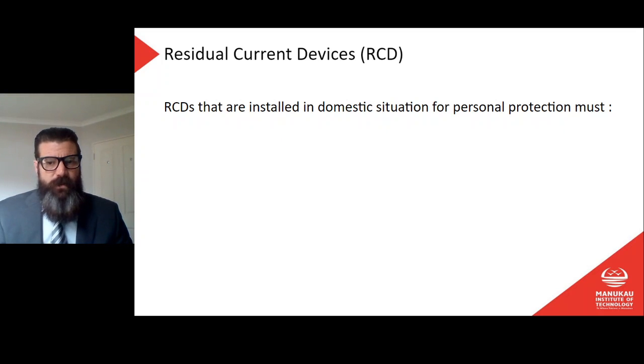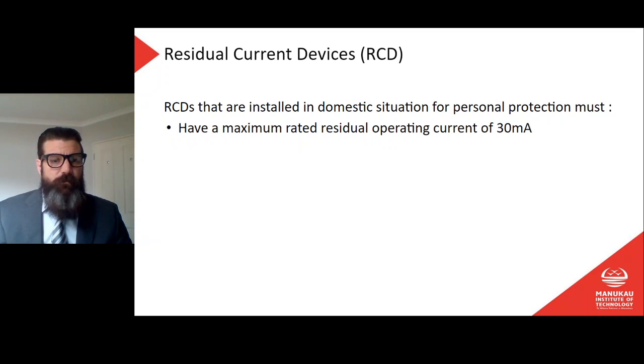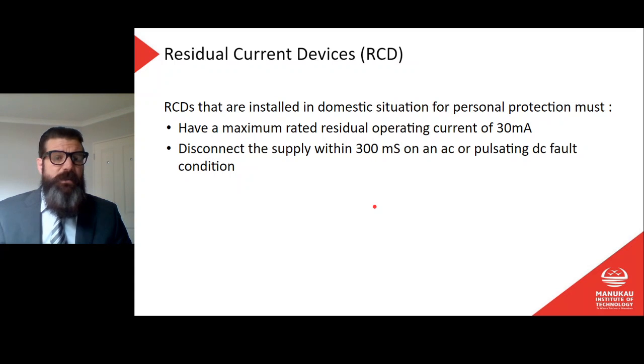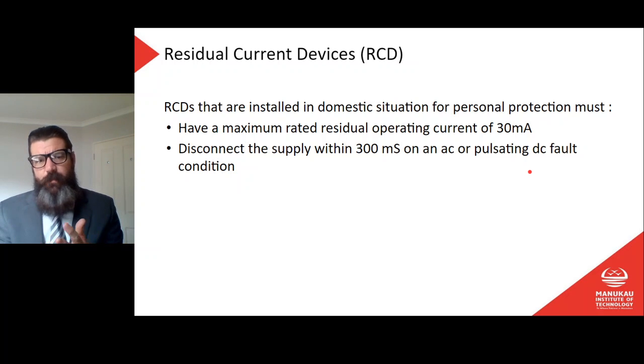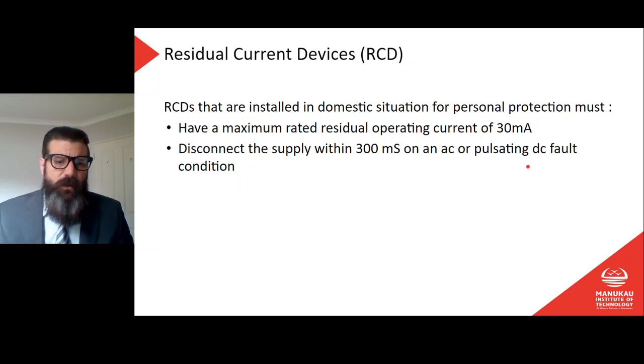RCDs that are installed in domestic situations for personal protection must have a maximum operating current of 30 milliamps. We know that. This is domestic situations in a house. It must disconnect the supply within 300 milliseconds on an AC or pulsating DC fault condition. So we need that type A RCD. Generally, that's a standard one you get off the shelf. It'll be type A, but it is worth checking.